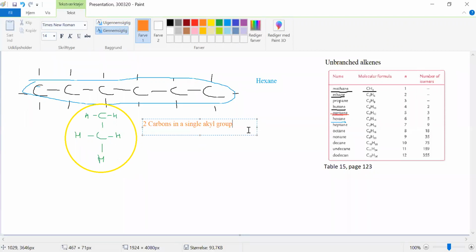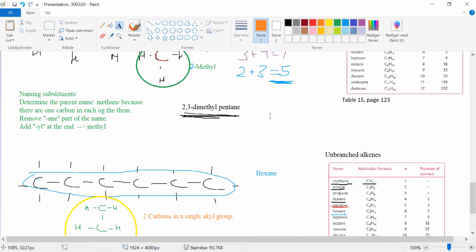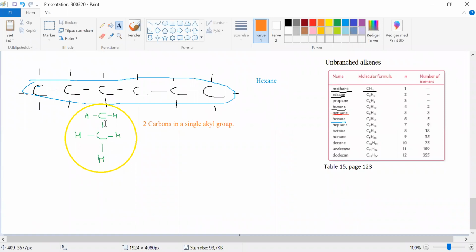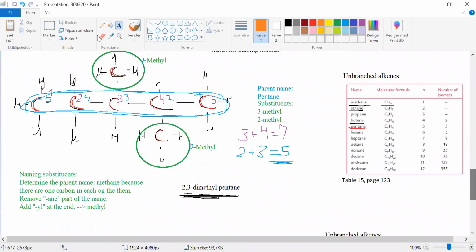This is not a methyl side chain, because a methyl side chain only has one carbon in the side chain, but this one has two. So this is a new chain, it's a branched chain. And for naming this alkyl group, I can just find the rules again for naming the substituents.